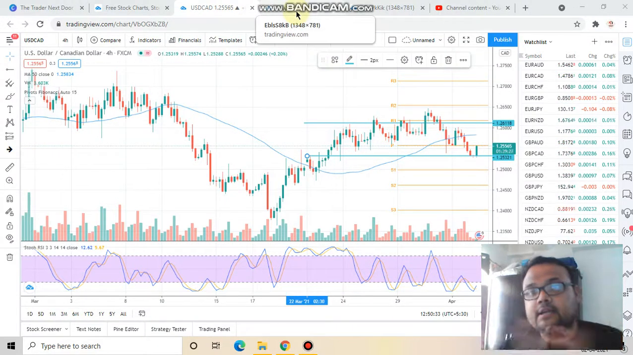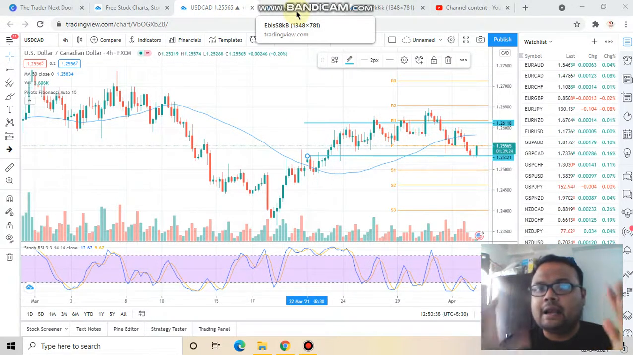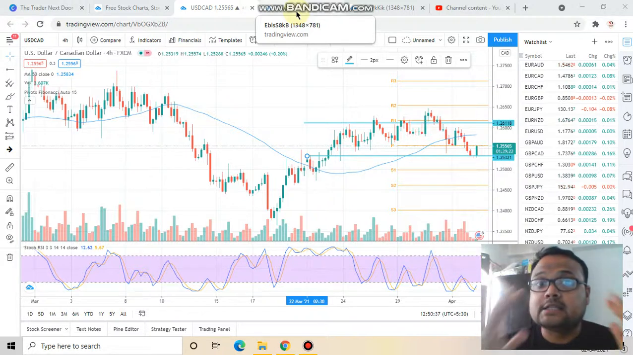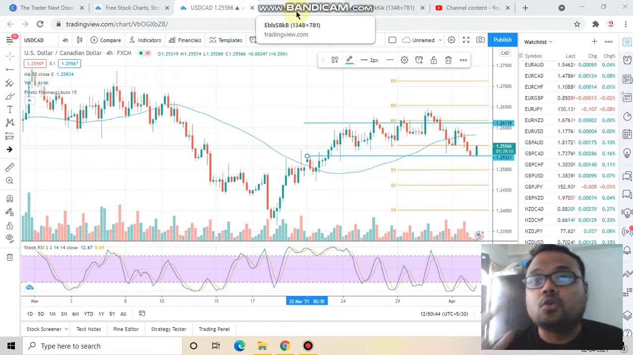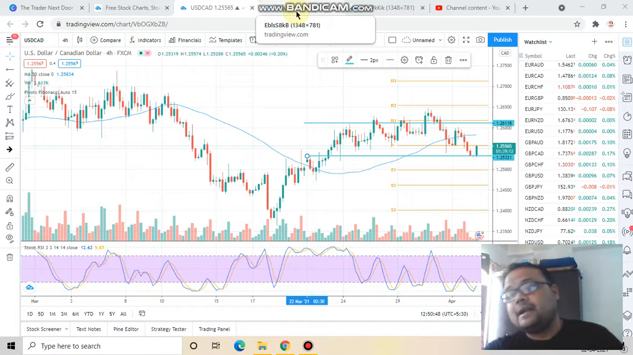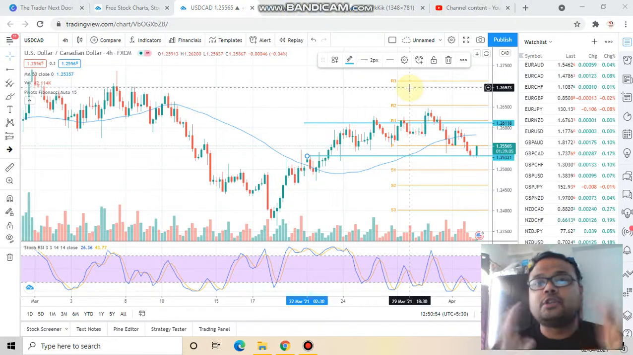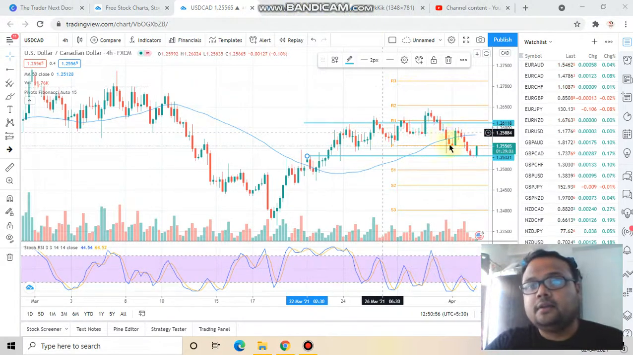Just try to understand the market psychology here. Though market is facing resistance, market is not ready to come down. What can be the reason? The reason can be that market wants to go up. Buyers want to take the market upward, sellers want to take the market downward. As a result, there is no decision and the market is struggling here.